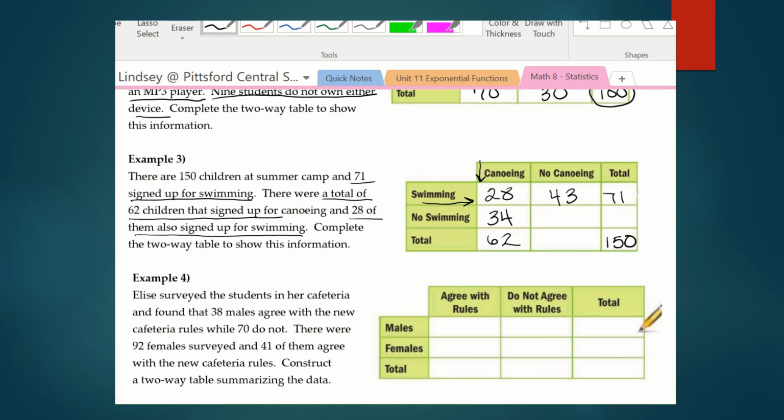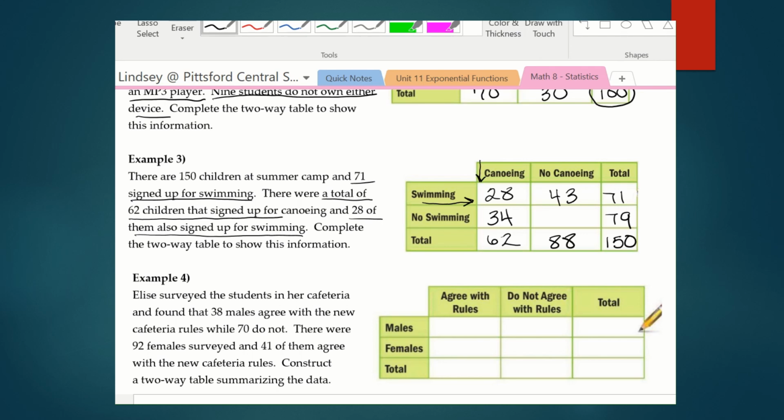All right, so let's keep going here. Using my totals, my total in my row and my total in my column, I can pull together some more numbers as well. If the total number of children at summer camp is 150, knowing that 71 of those 150 are going to be swimming leaves me with 79, 150 minus 71. So 79 kids are not going to swim. And if out of that 150, 62 of them are going to canoe, how many are not going to canoe? Well, 150 minus 62 is 88. So 88 students will not canoe.